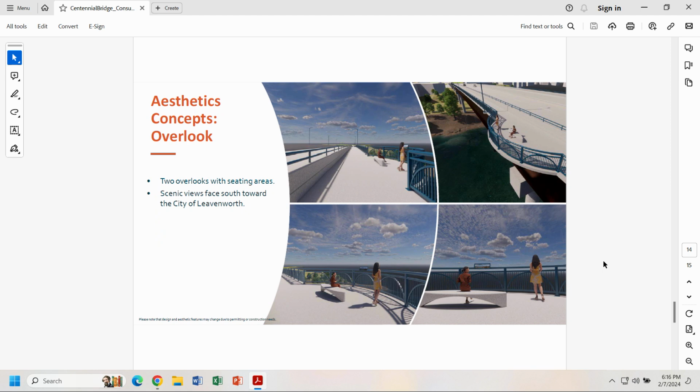We've also got a concept for overlooks so that the public, pedestrians, and cyclists can actually go out onto this bridge and stand at these overlooks and enjoy the river and the view. As you can see on those two bottom images, there is a little kiosk or signage. The vision there is to include information about the existing bridge. So memorializing the existing bridge on this new bridge with some information about the bridge that used to be there. Again, you can see the arches built into that railing.